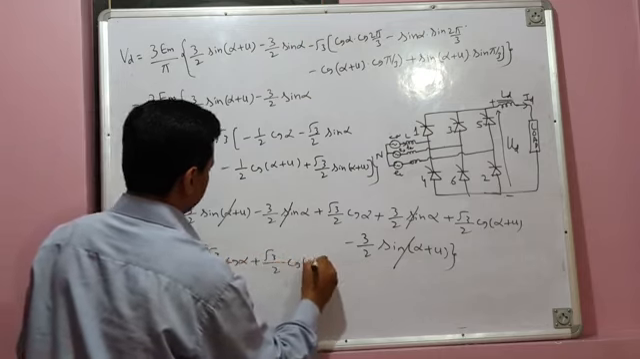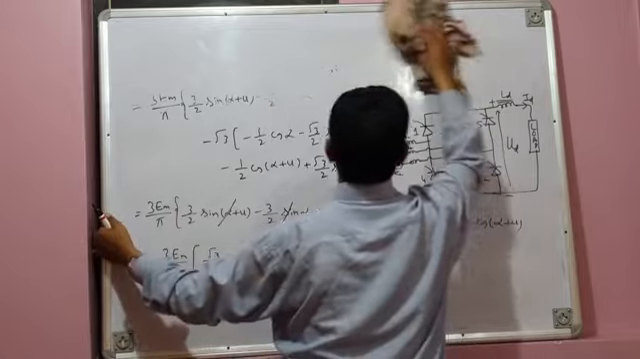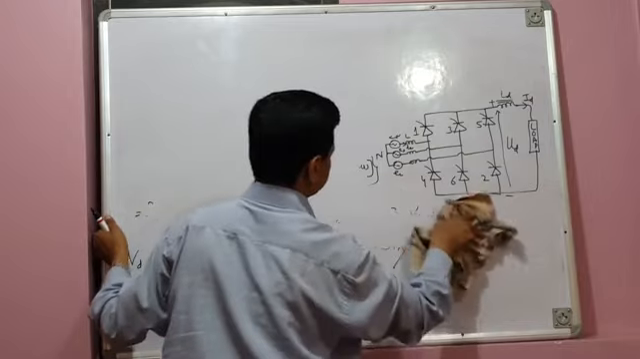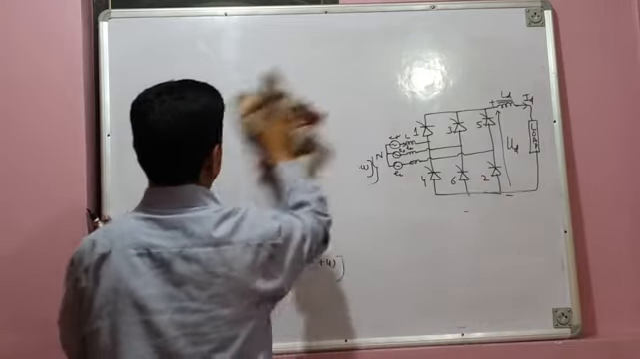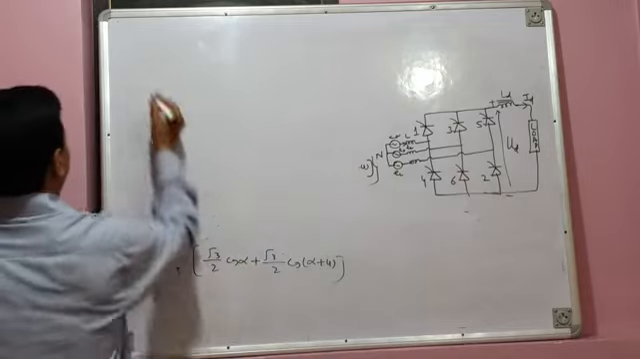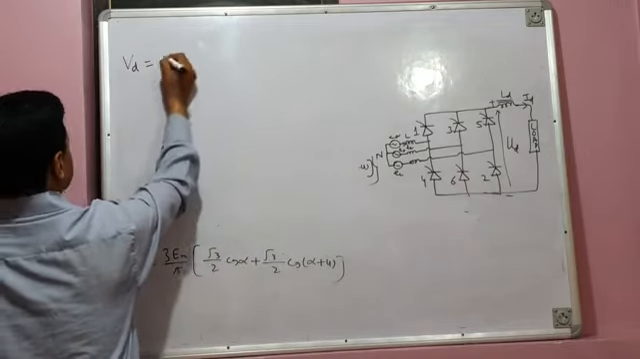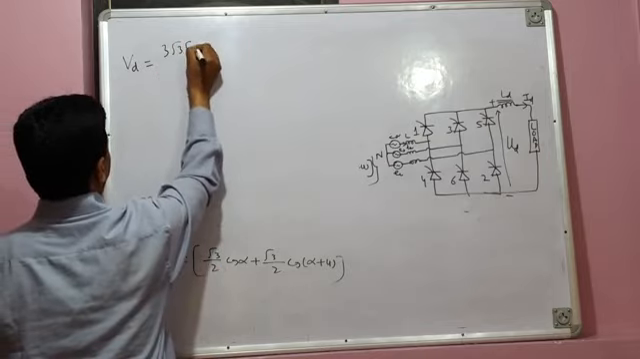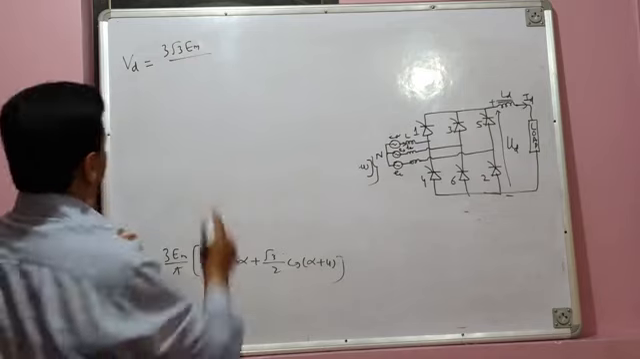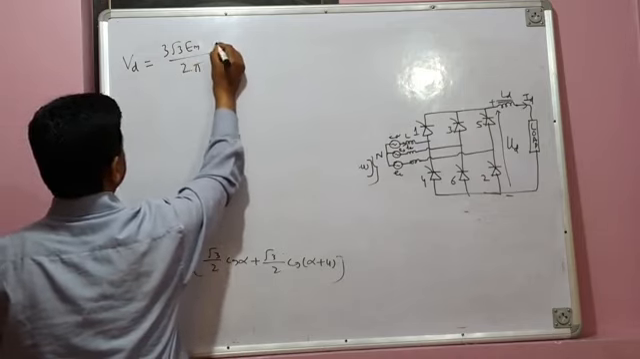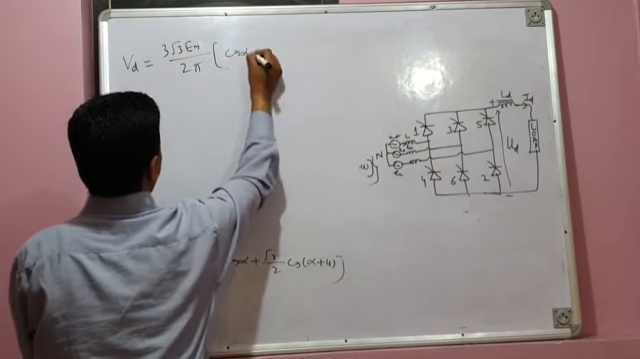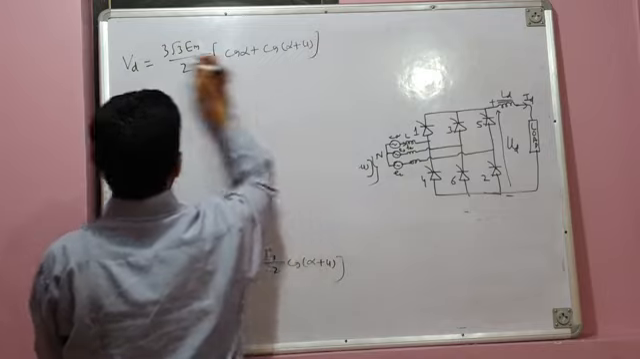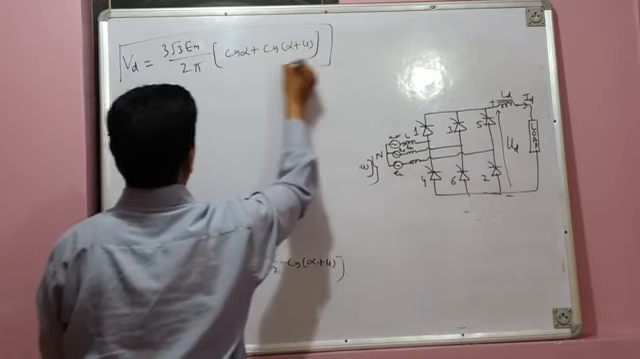So this can be further simplified. Therefore the converter average output voltage VD is equal to, I can take root 3 out, so 3 root 3 em by 2 pi, and what is inside is cos alpha plus cos of alpha plus u. That's it. This is the final mathematical expression for converter average output voltage.